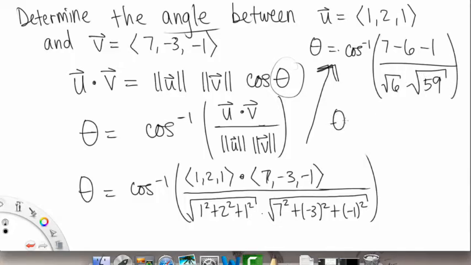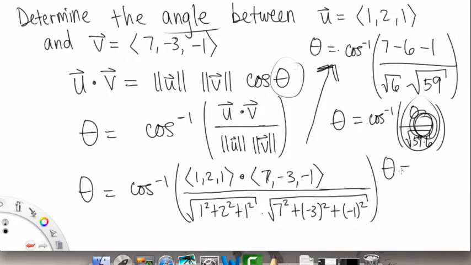And as you'll see, we're going to get theta equals cosine inverse of, and this on the top is going to turn out to be 0, over some number, the square root of 59 times 6. So all of this on the inside is going to be a big 0, alright?